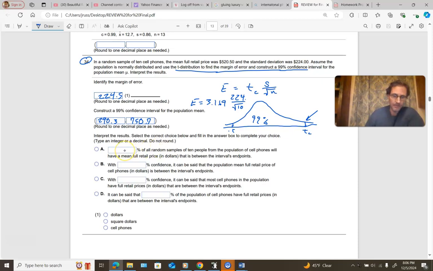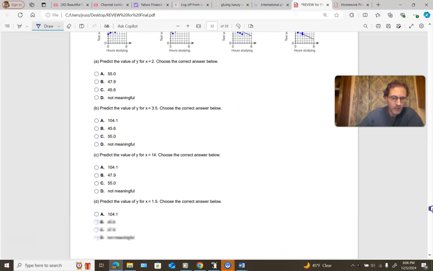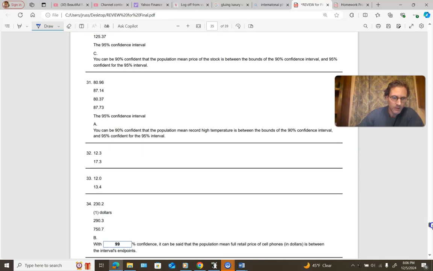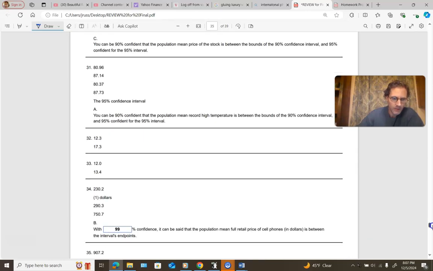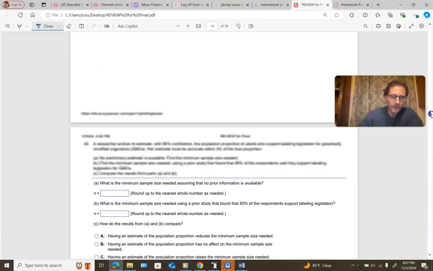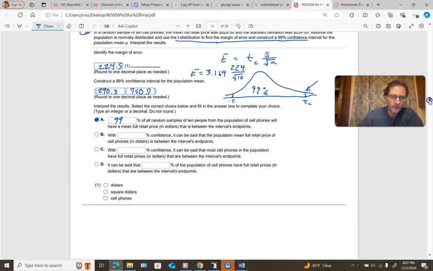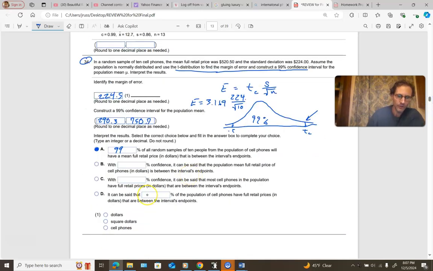I think that it's A. I'm going to double check this though. This one's 34. Well, it says that it's B. It says with 99% confidence, it can be said that the population mean full retail price. Okay, well, so just remember that it should be B.